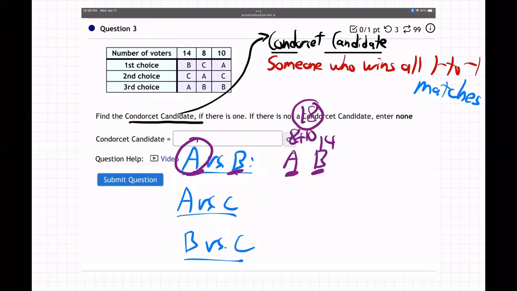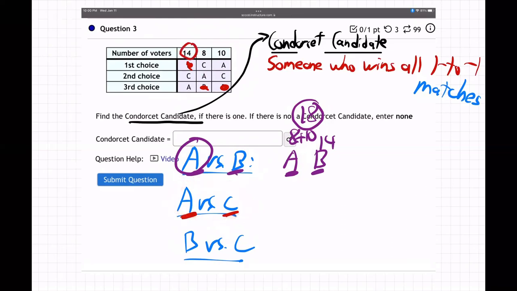Next battle, I'm going to do A versus C. So let's just drop out B. Suppose B withdrew from the election, and we're just saying, hey, A versus C. Who do the people like better?